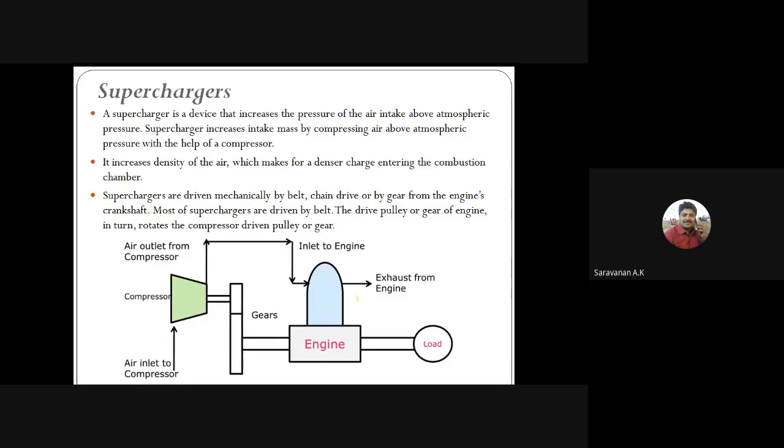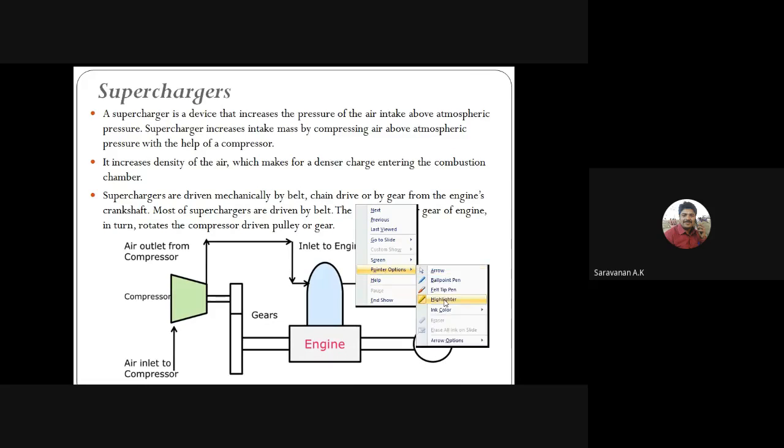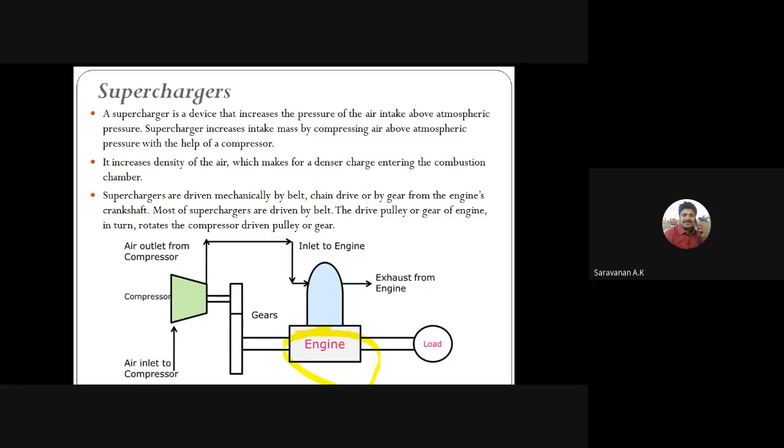See here, it is the engine, right? We have to supply the air, and we have the exhaust, so the inlet and the exhaust. For the inlet we have to supply the air, the working substance, right? In this air we have to supply more pressure, or more air will be passing through this inlet valve.